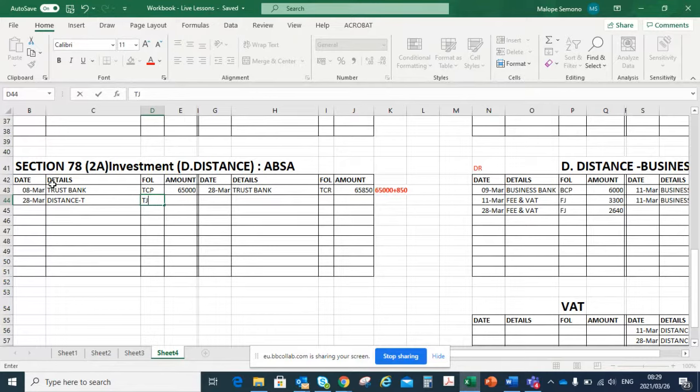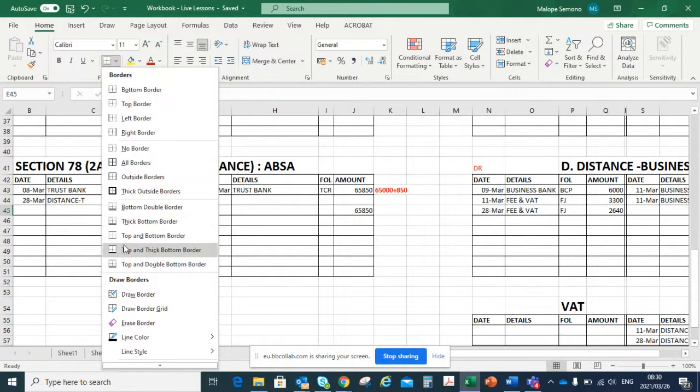And then, what is the difference? Let me balance the account. So if I balance the account, the biggest amount here is 65,850. I think you still remember how to balance the account. And the difference is 850. That is the difference. Can you see? This is the interest that I'm talking about.